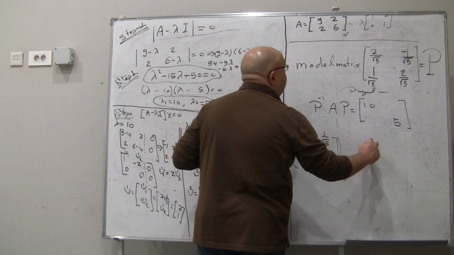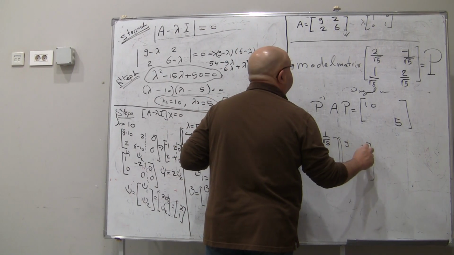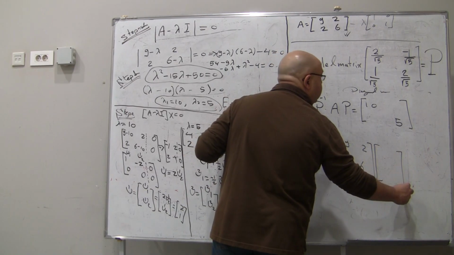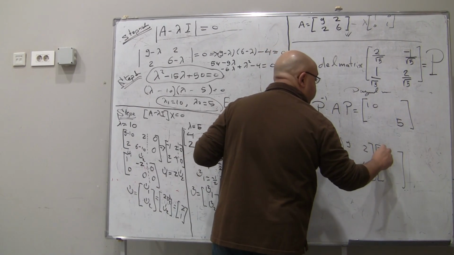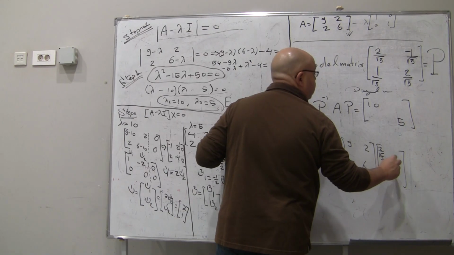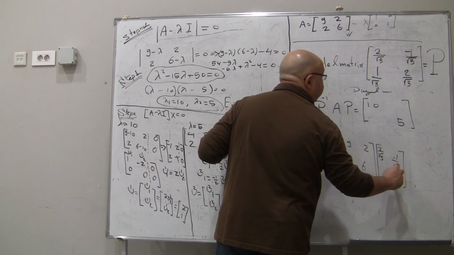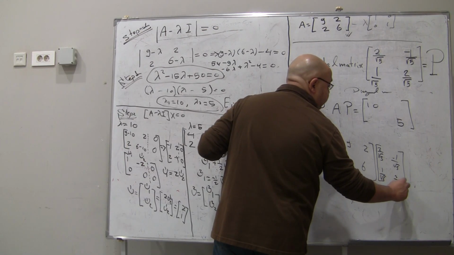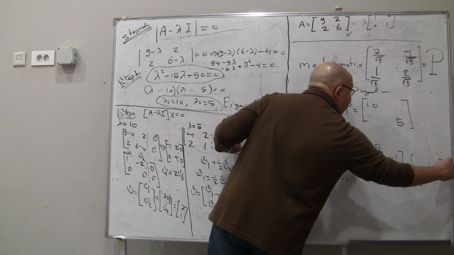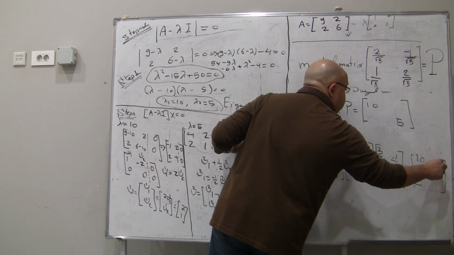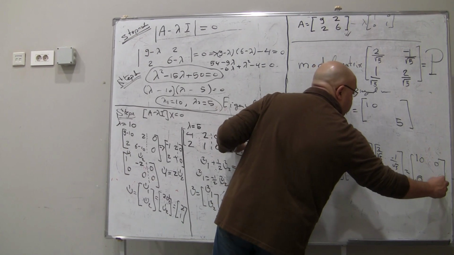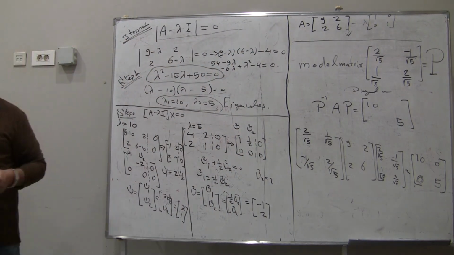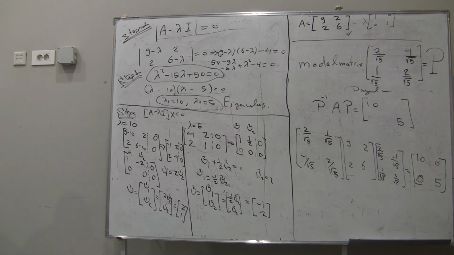And if I multiply it by 9, 2, 2 and 6, then multiply by this matrix once more, 2 over root 5, negative 1 over root 5, 1 over root 5, 2 over root 5, the result will be a diagonal matrix with the eigenvalues on the diagonal. This lengthy process is called diagonalization.